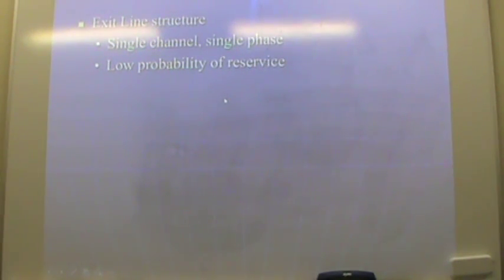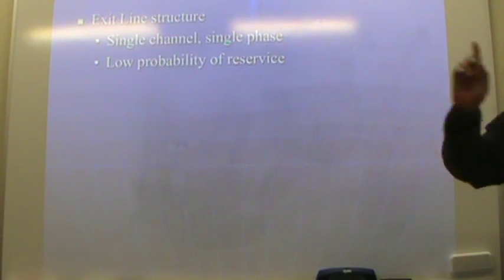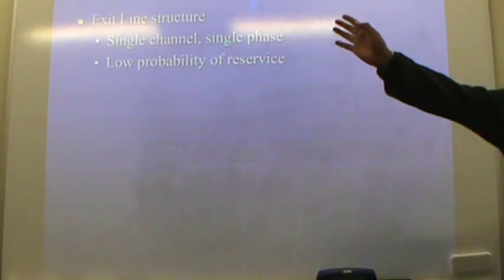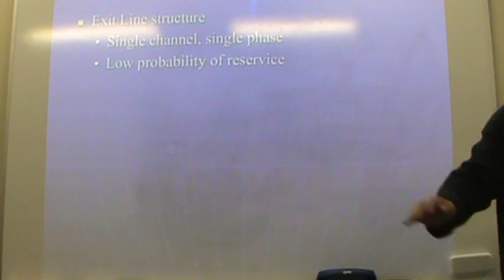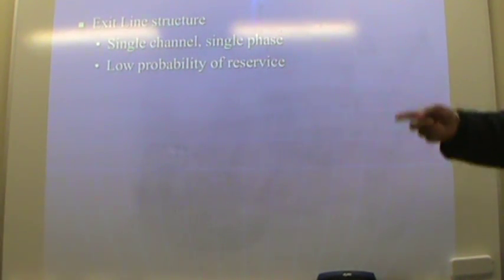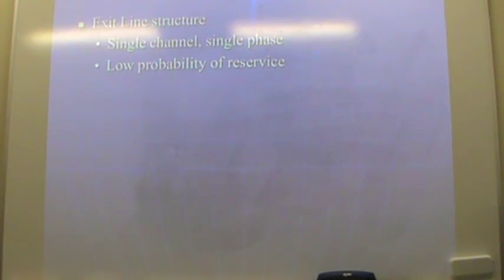And exit line structure, that's the last part. Usually only one exit, right? And then go out and then that's it. Sometimes come back, but low probability.